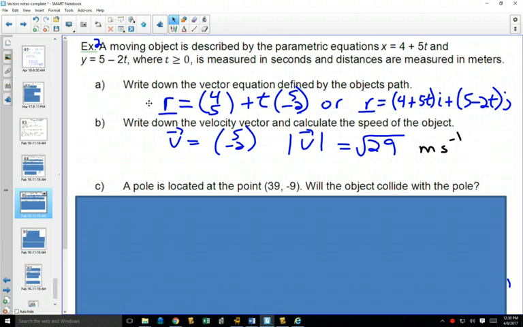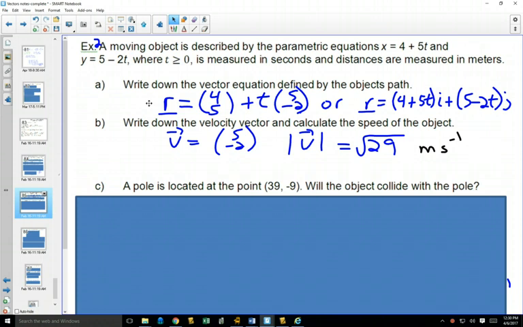So we can sort of imagine this is two-dimensional. So you can kind of imagine someone running along the ground here, and you're looking from above. And you set up some sort of coordinate system where they start at 4, 5, somewhere on your coordinate grid, and they're traveling in this direction, 5, negative 2, at a speed of root 29 meters per second. So you're maybe up in a tower watching this person run around.